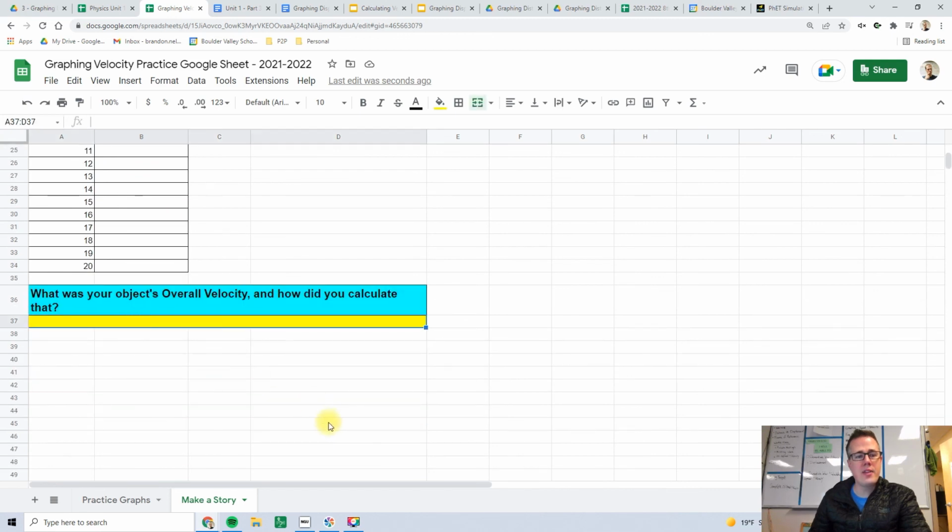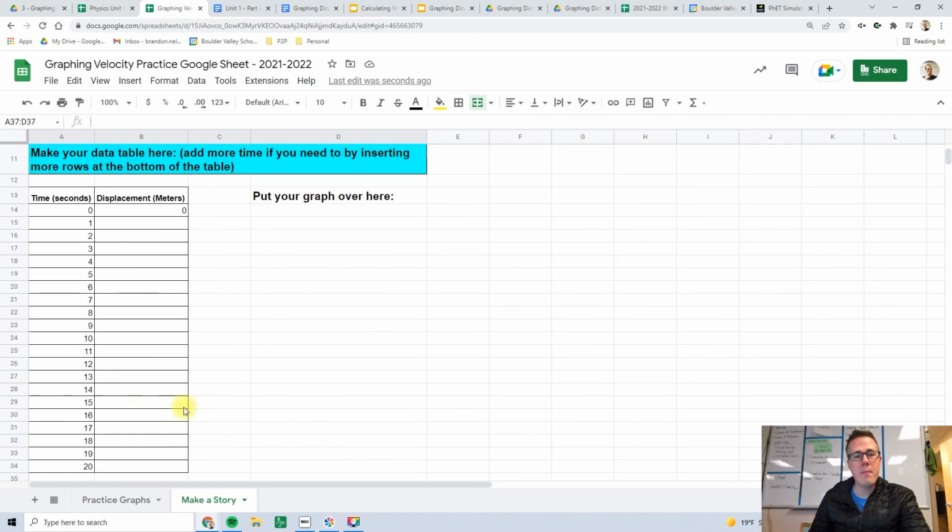Down at the bottom, the last step is to calculate your object's overall velocity. We're going to handle that in our next class. Your job right now is just to make the graph.